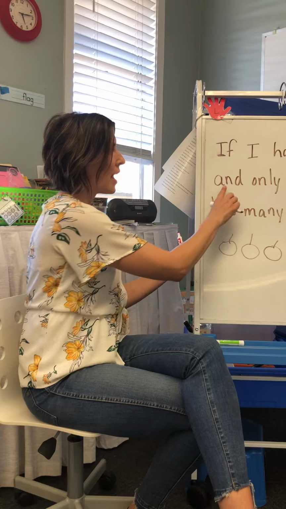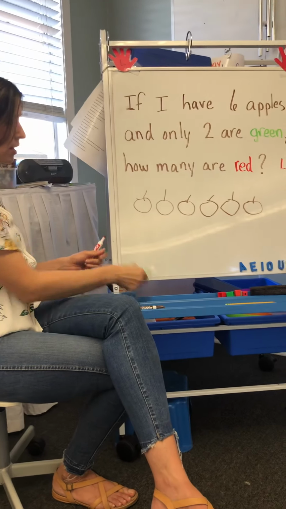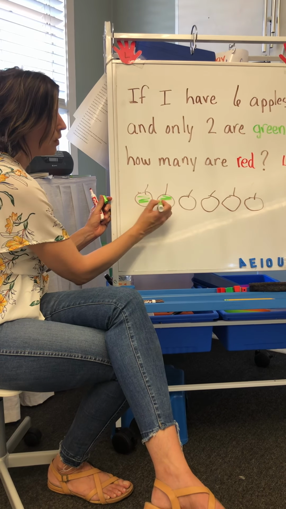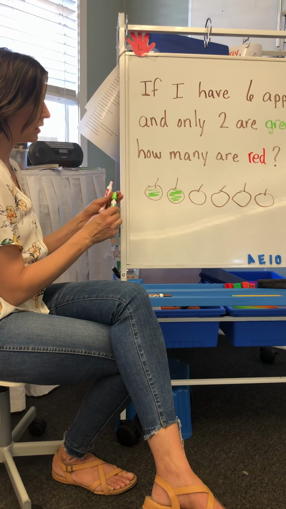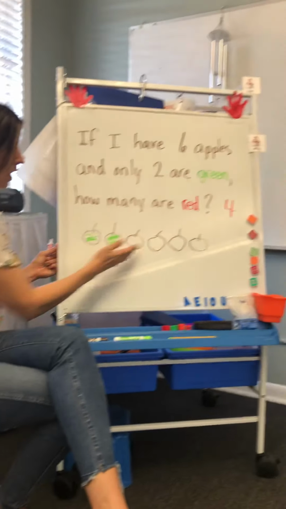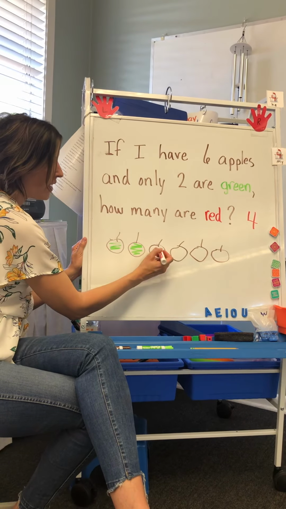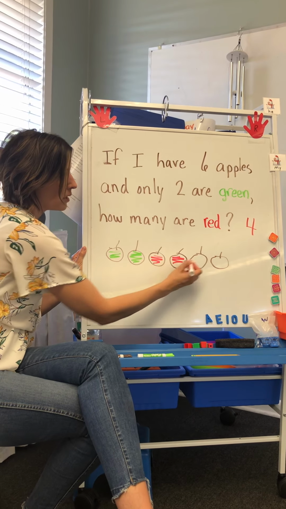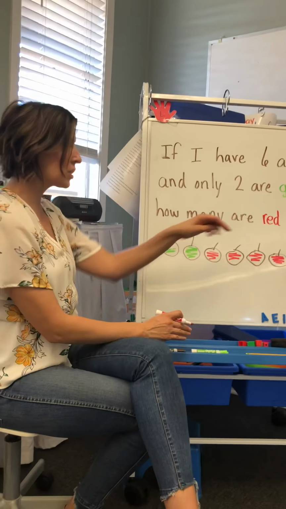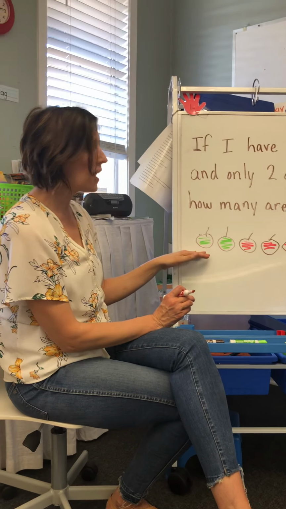Now the story is telling me, and only 2 are green. So Miss Willette's got a green marker here, and I'm just going to color over it. 2 of them are green. And then the rest of the story asks me how many are red. Well, if 2 of them are green, the rest of them must be red. So Miss Willette's going to color over those. Does my picture match the answer and the words that are in the story? Yes, it does.